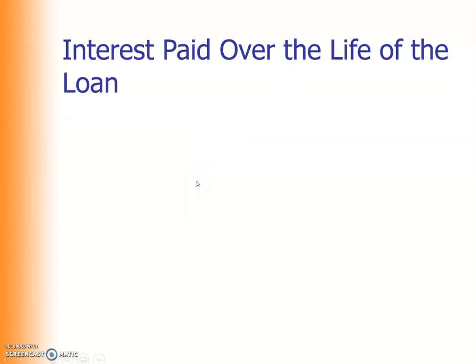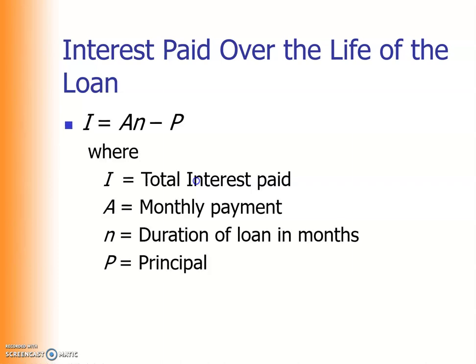Using this formula, the interest paid over the life of the loan will be calculated as follows: A, the periodic payment, times the number of times that those payments were made. This will be the total payment, and if we subtract from that the original loan amount, that will be the amount of interest that will be paid.